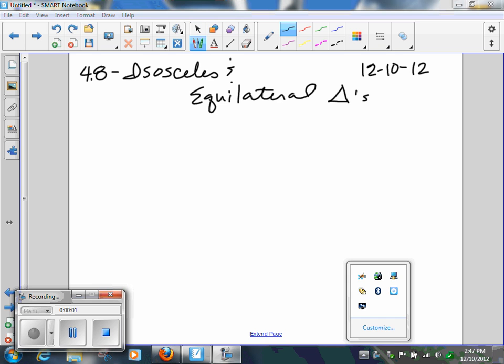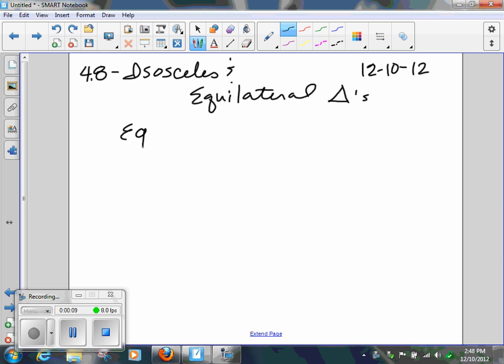What do you know about an equilateral triangle? All sides are... oh, good. An equilateral triangle, all sides are equal. Hey, if all sides are equal, that means that all whats also have to be equal? All angles.